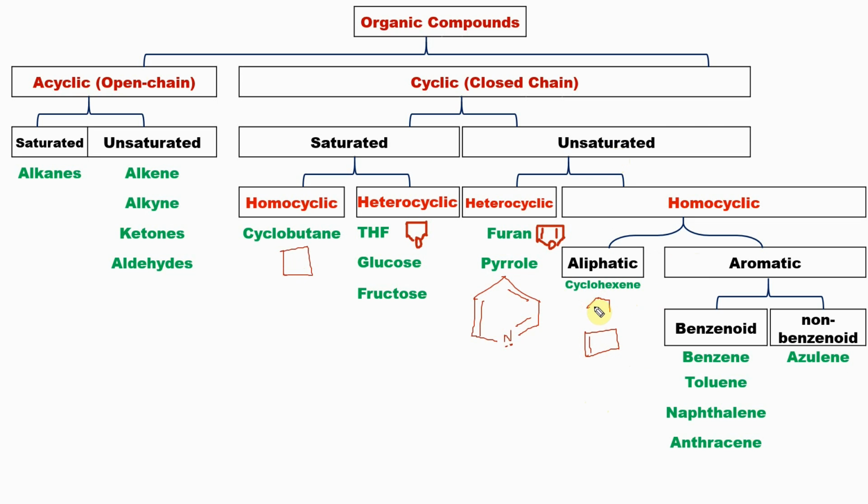Similarly, the example given is cyclohexene, so it is homocyclic. Aliphatic. Aromatic appadinna ungalukku resonance irukkanum. We will see about resonance in detail later. At least at this point aromatic means there are two types. Benzenoid ring, benzene maadhiriye ring irukkanum, benzene ring irukkanum.